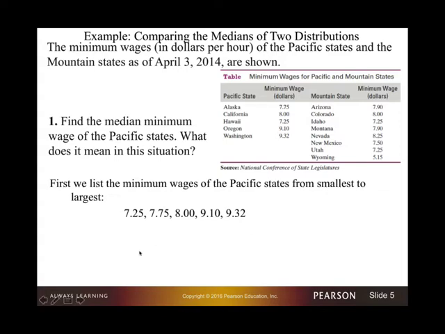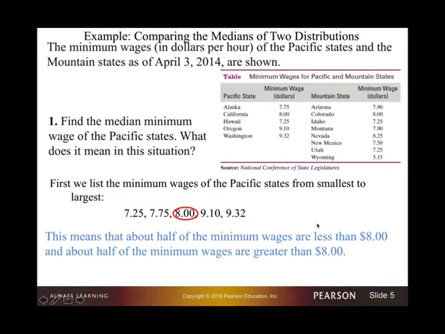Then we have the data 1, 2, 3, 4, 5, right? We have 5 data. So the median will be in the middle. That will be the X here. Think about it, 2 on the left, 2 on the right. So the $8 will be in the middle, which is going to be our median. This means that about half of the minimum wages are less than $8 and half of the minimum wages are greater than $8. So that will be the median.